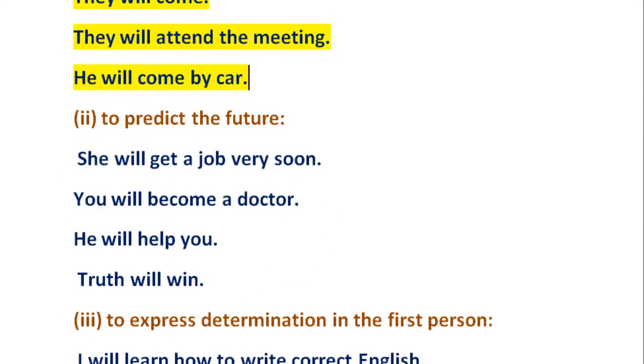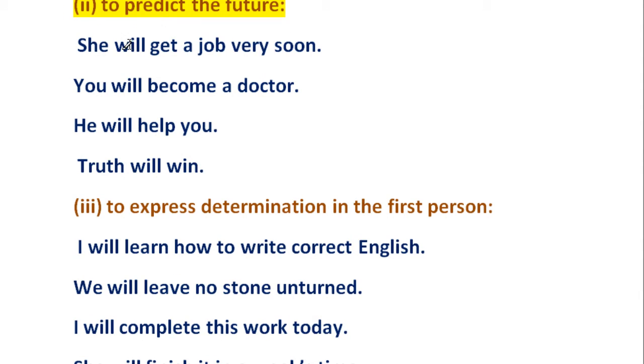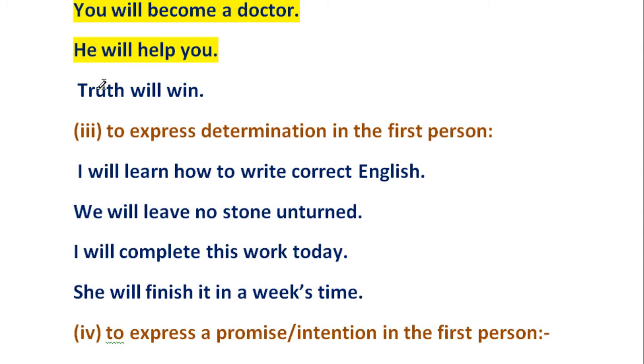The second use of will is to predict future time, to predict the future. Example is she will get a job very soon, you will become a doctor, he will help you, truth will win.